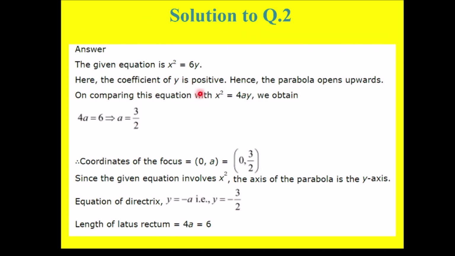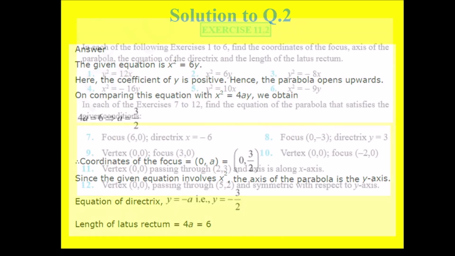Here the coefficient of y is positive, hence the parabola opens upward. Comparing with x square equal to 4ay, we obtain 4a equal to 6, so a is 3 by 2. The coordinates of the focus is (0, a), so (0, 3/2). Since the given equation involves x square, the axis of the parabola is the y axis. Equation of the directrix is y equal to minus a, so y equal to minus 3 by 2, and length of the latus rectum is 6.